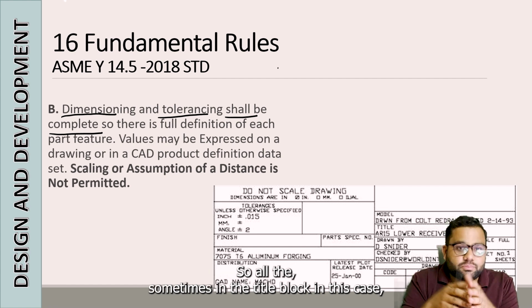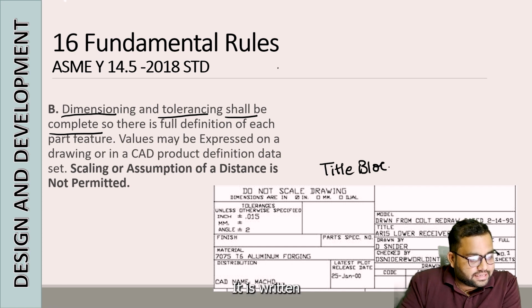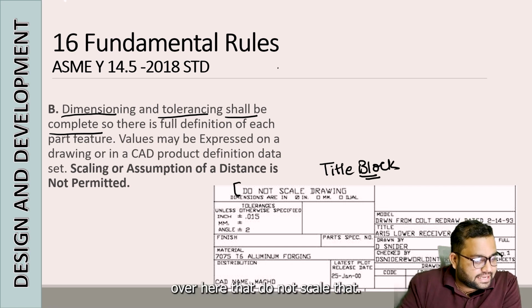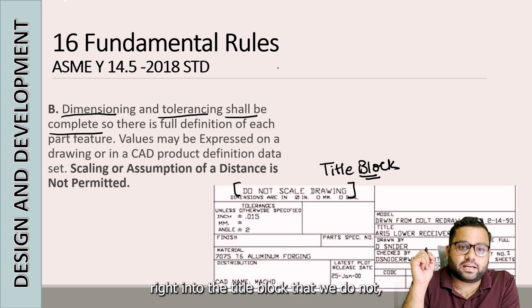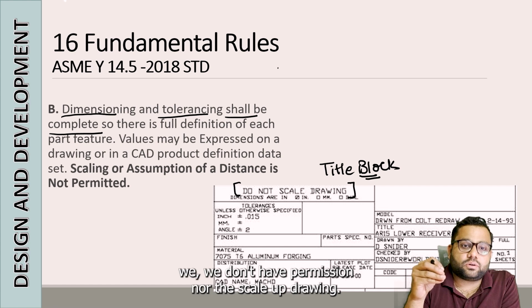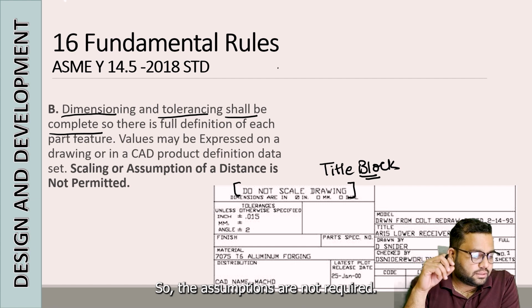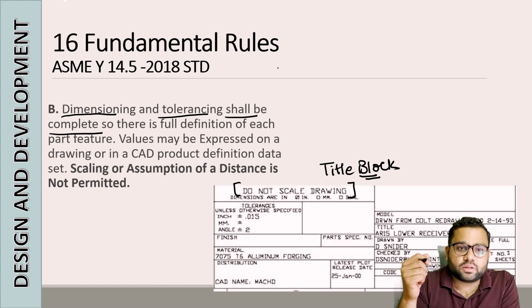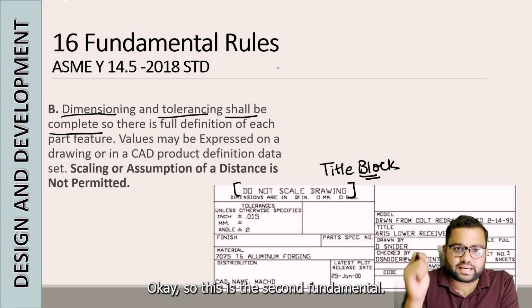Sometimes in the title block, as you can see in this title block, it is written that you should not scale the drawing. These types of points are written in the title block, meaning we don't have permission to scale the drawing. So assumptions are not required. Whenever these conditions are there, we do not have to scale the drawing or make assumptions. So this is the second fundamental rule.